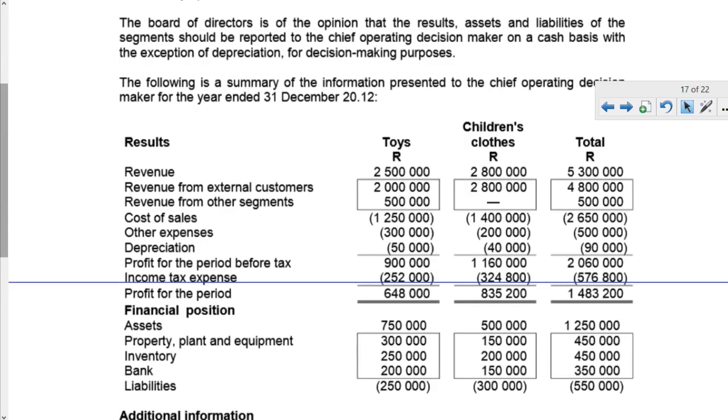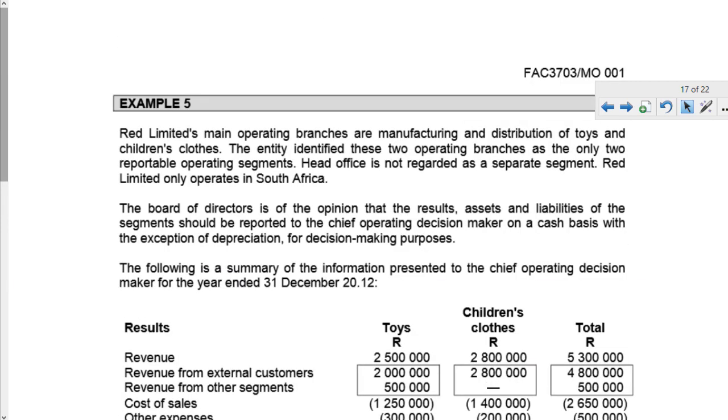Sounds about right. Okay, so it says, Red's main operating branches are manufacturing and distribution of toys and children's clothes. The entity identified these two reporting branches as the only reportable operating segments. So sometimes they will tell you, these are the ones we've identified, they've already done the work. Head office is not regarded as a separate segment. Red operates only in South Africa. The board of directors is of the opinion that the results, assets and liabilities of the segment should be reported to the CEO on a cash basis, with the exception of depreciation. So they've shown the information on a cash basis, and the only adjustment they've made is that they have put a depreciation charge in. The following is a summary.